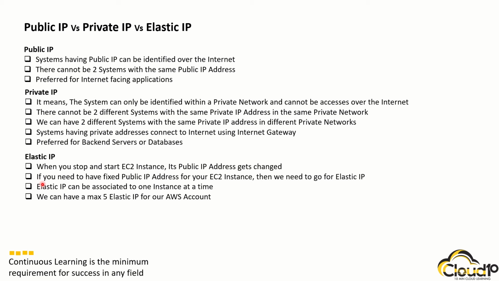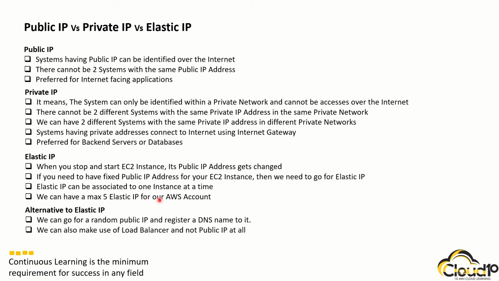Coming to elastic IP address, this is something which is available within AWS. When you stop and start an EC2 instance, its public IP address gets changed, which we will go through in one lab, and I'll show you how it happens. If you need a fixed public IP address for your EC2 instance, then you need to go for an elastic IP address. An elastic IP address can be associated to only one instance at any given point in time. There is a max limit of 5 elastic IP addresses per AWS account.